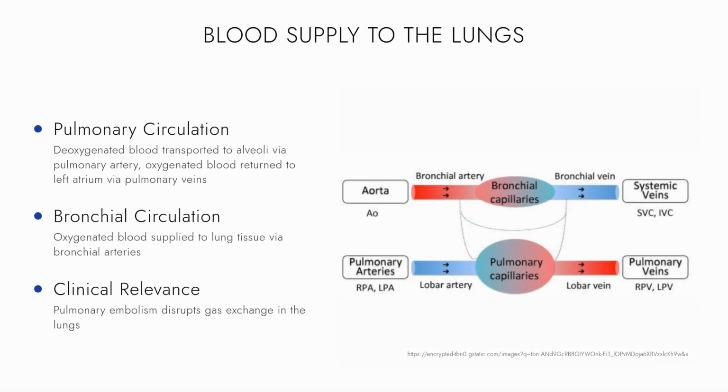Blood supply to the lungs. The lungs have a dual blood supply. The pulmonary circulation carries deoxygenated blood from the right ventricle via the pulmonary artery to the alveoli for oxygenation, then returns it to the left atrium via pulmonary veins. The bronchial circulation from the aorta nourishes the lung tissue itself.